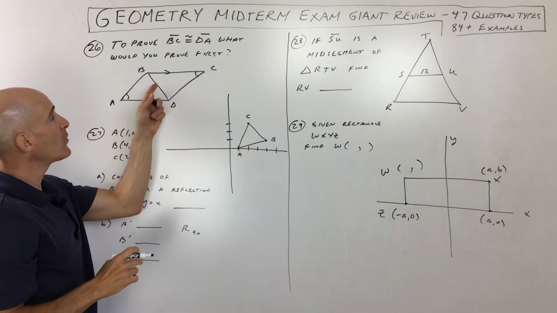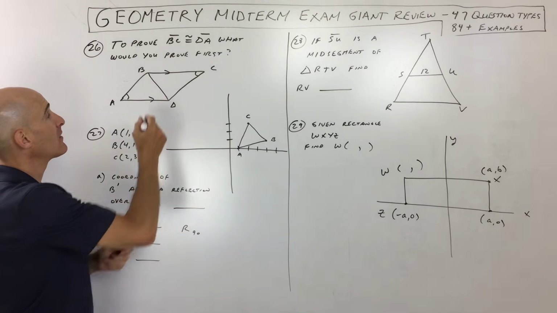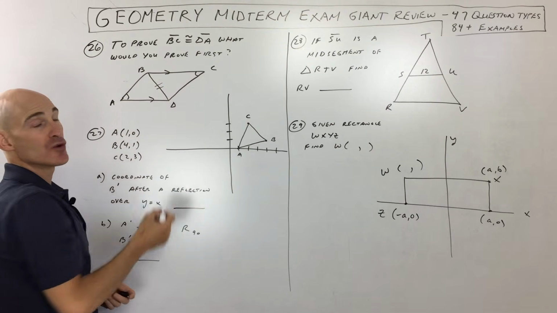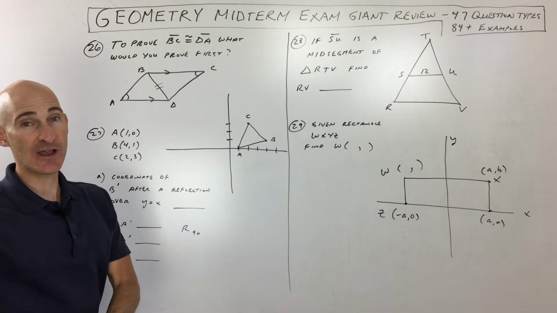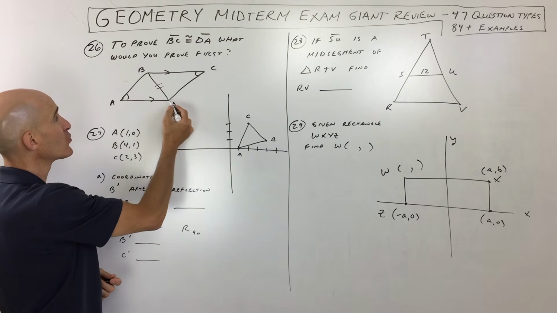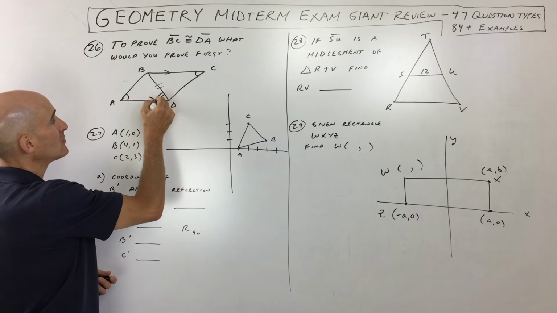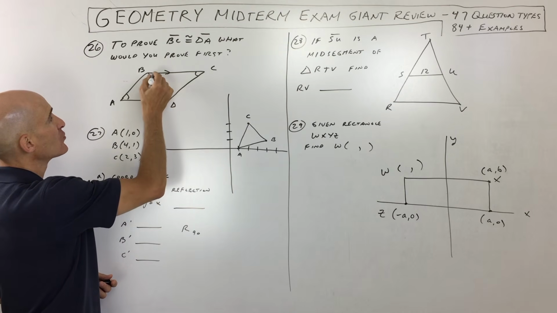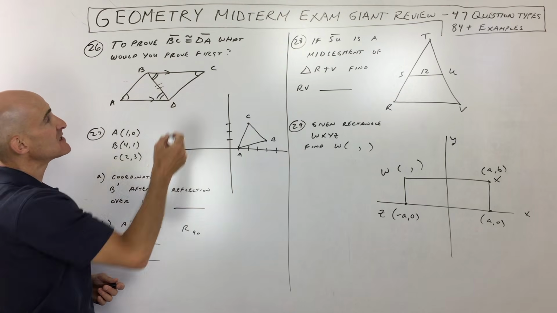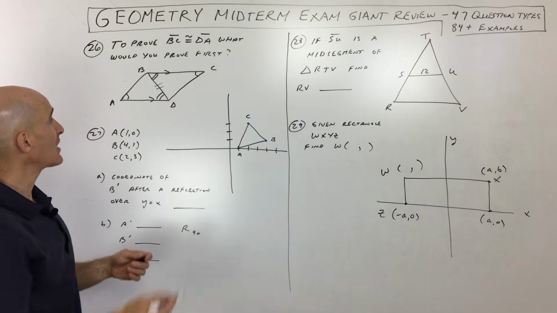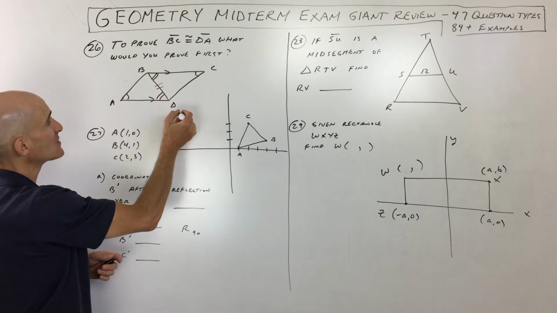Well, first of all, when two triangles share a side like that, you know that BD is congruent to BD by the reflexive property. So anything's going to be congruent to itself. Also, we know that this angle ADB is congruent to this angle DBC by alternate interior angles, because these are two parallel lines cut by a transversal.